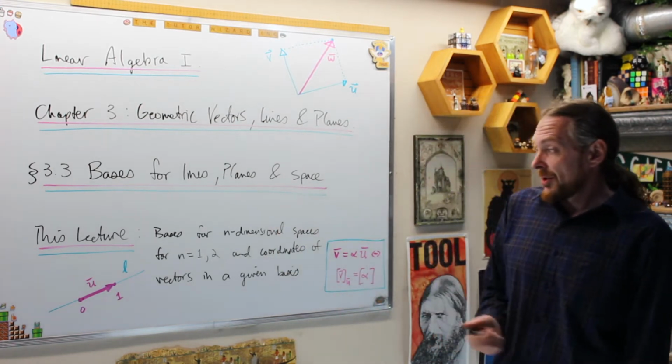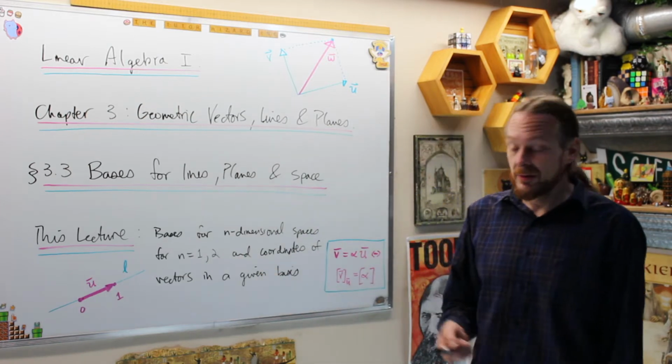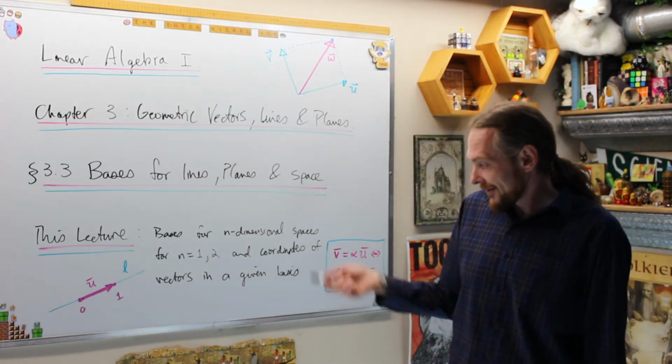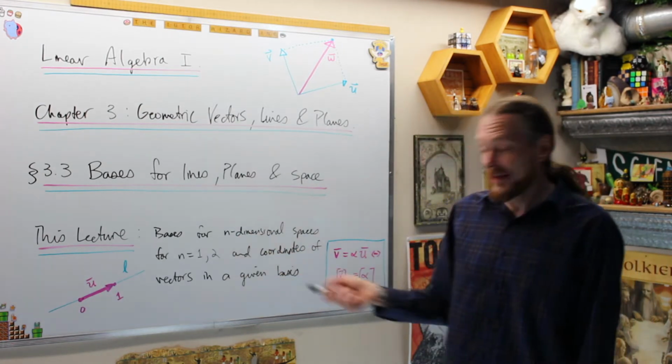In this lecture, we're going to do a basis for n-dimensional spaces, in particular for when n equals 1 and 2. We'll do space after. We'll do 1 and 2 first. And then what we're going to do is get coordinates of geometric vectors in a given basis.